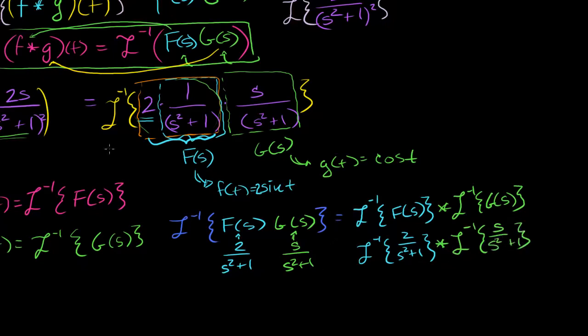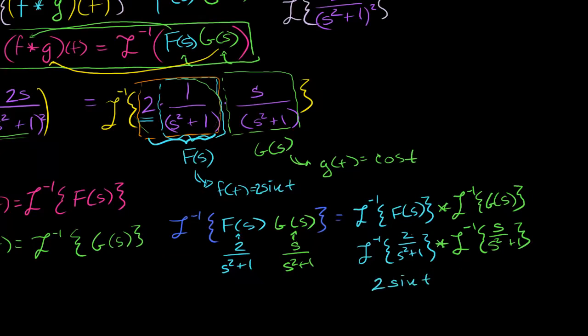And we know what these things are. I already told them to you, but they should be somewhat second nature now. This is 2 times sine of t. The inverse, take the Laplace transform of sine of t, you get 1 over s squared plus 1, and then you multiply it by 2, you get the 2 up there.